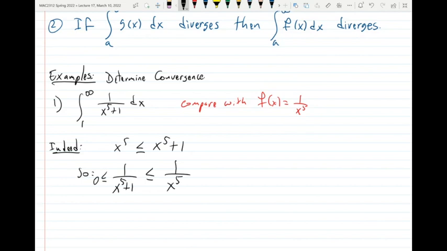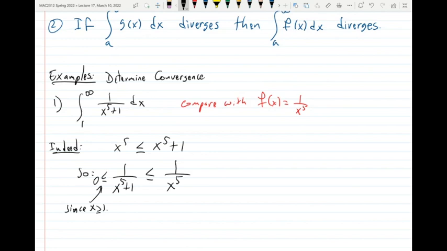Here it matters that x is greater than 1, because if you have a negative interval, then this could be negative. Remember, in the conditions, we need the two functions to be above the x-axis, because we're actually using area to justify this statement. Do you understand the inequality?